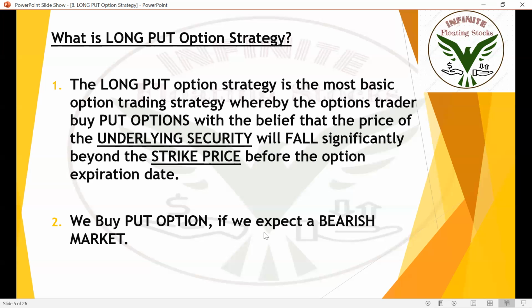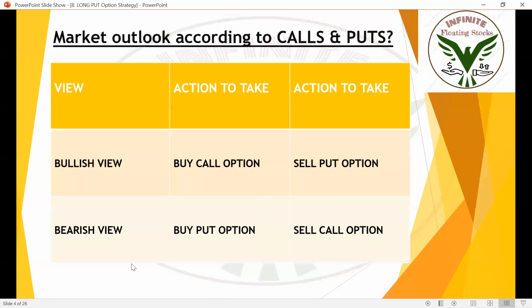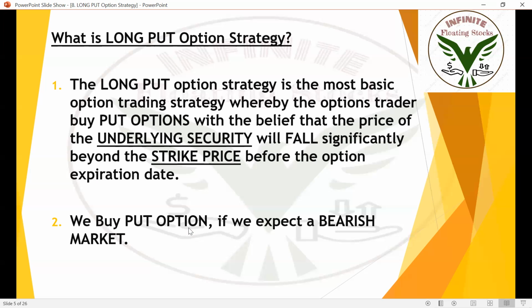If you're not understanding the definition, don't worry, just check the previous slide. If you have a bearish view, you need to buy a put option. Remember that one point. If the market is going down, we buy puts. If the market is going up, we buy calls.